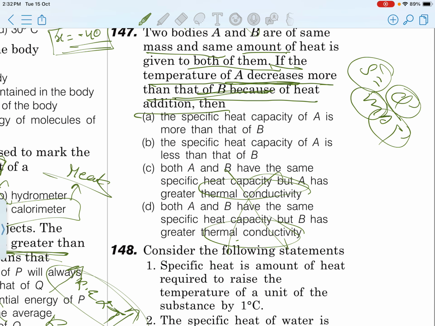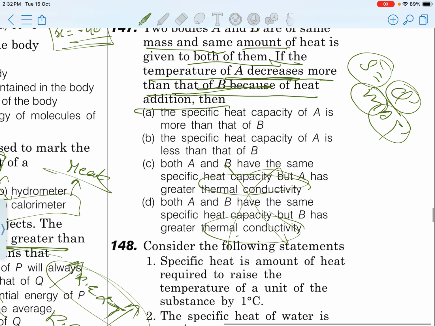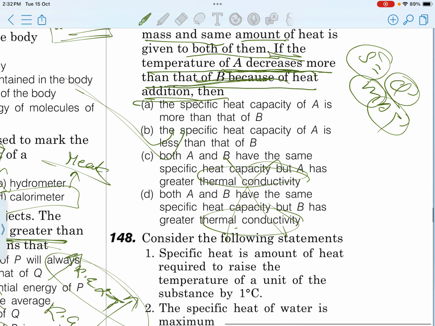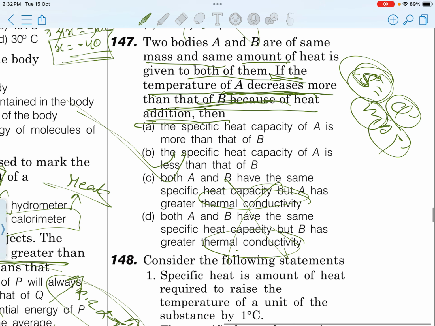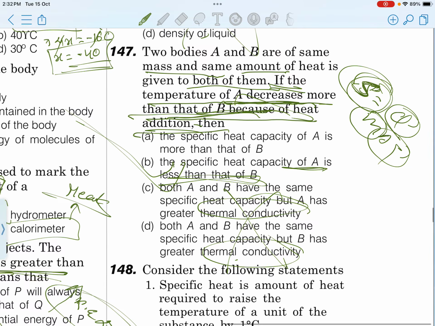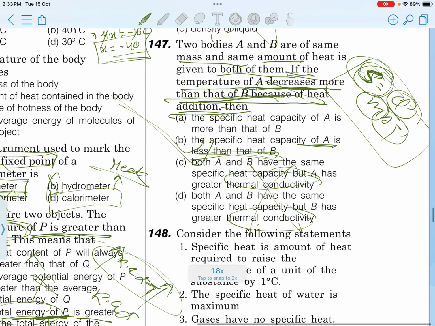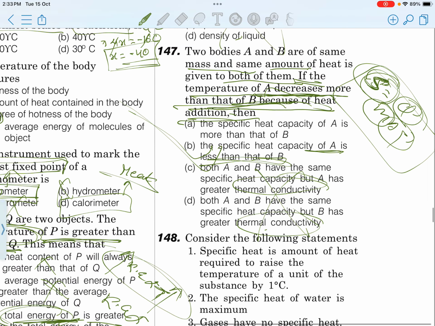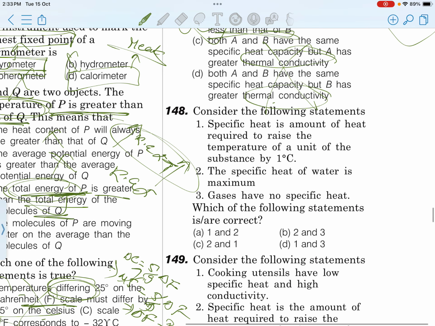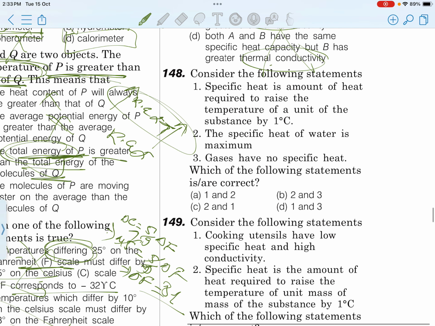So if the temperature of A changes more than that of B because of heat addition, this simply means the specific heat capacity of A is less than that of B. Since the specific heat capacity of A is less than that of B, A's temperature changes more. Okay, so just think logically. I'm not explaining it because I'm tired of speaking. How many hours am I talking? You just do your work.